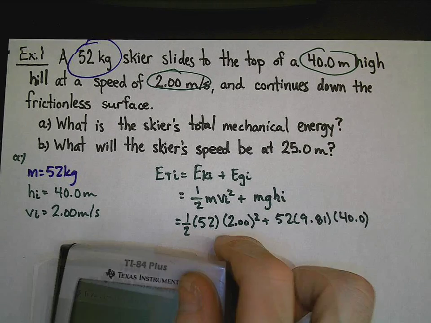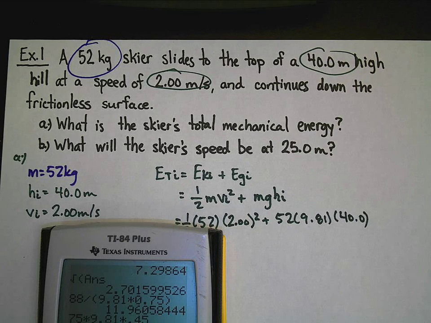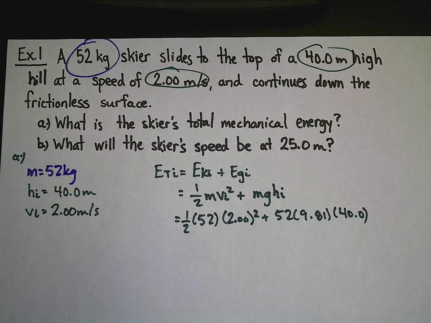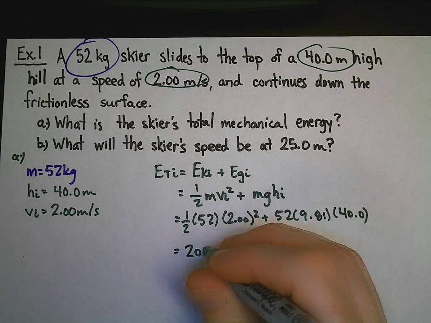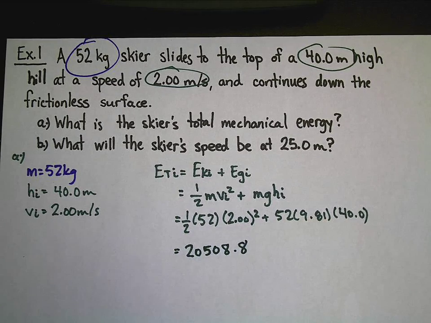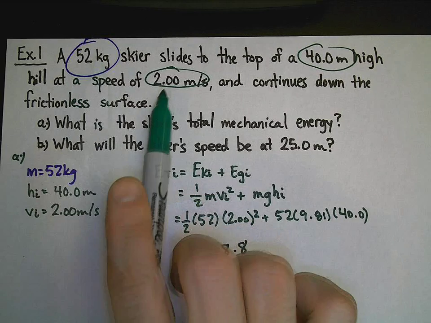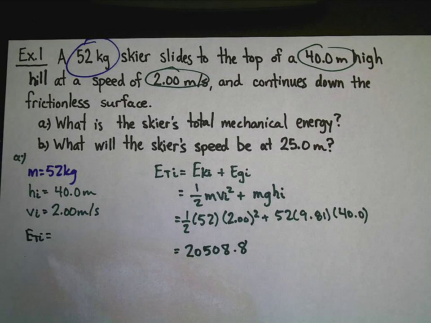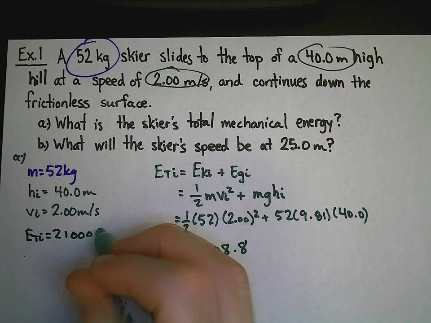And we merely take our calculator now, and we can very easily solve for our initial energy. So that will be 0.5 with 52 times 2 squared plus 52 times 9.81 with 40 multiplied all together. And there's our total mechanical energy of 20,508.8. Let us analyze significant digits now. 2 significant digits, 3 significant digits, 3 significant digits. That tells us that our total mechanical energy initially will be 21,000 joules.